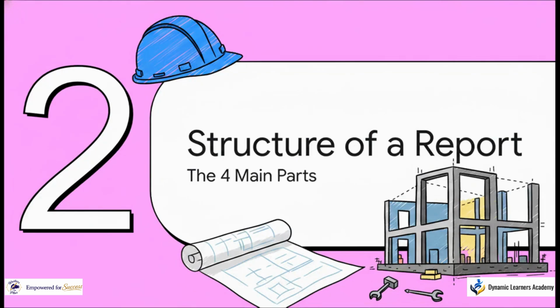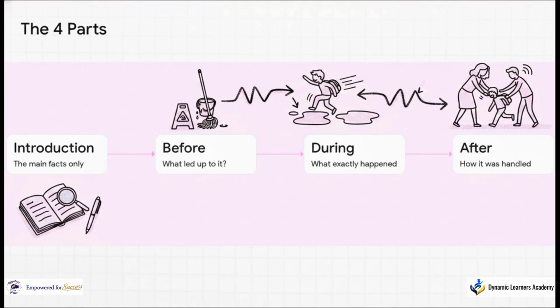Moving right along to part 2, let's look at the structure of an incident report and its 4 main parts. Like a good building, every great report needs a solid structure, and ours has 4 parts. Number 1 is the introduction. This just states the main facts: who, what, where, and when. Number 2 is the before, what actually led up to the incident. Number 3 is the during. This is exactly what happened, step by step. And number 4 is the after. What happened right after the event and how is it handled?